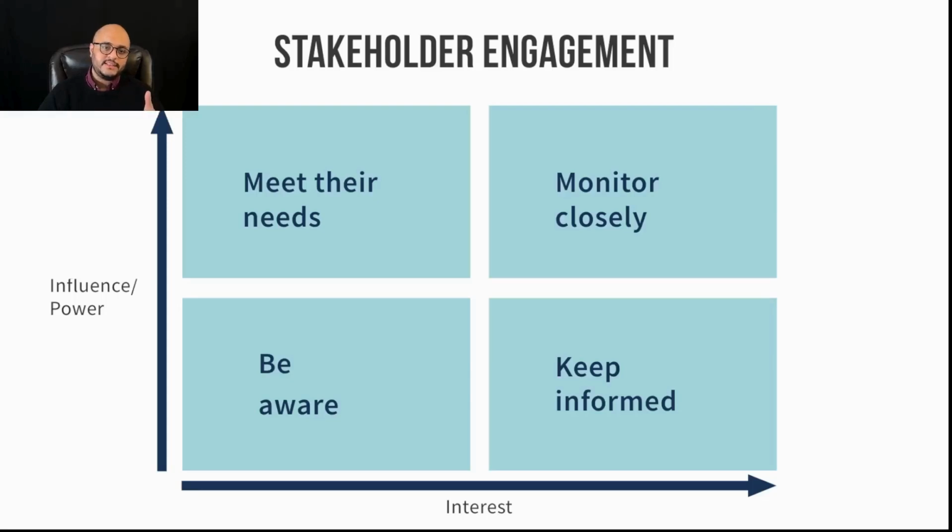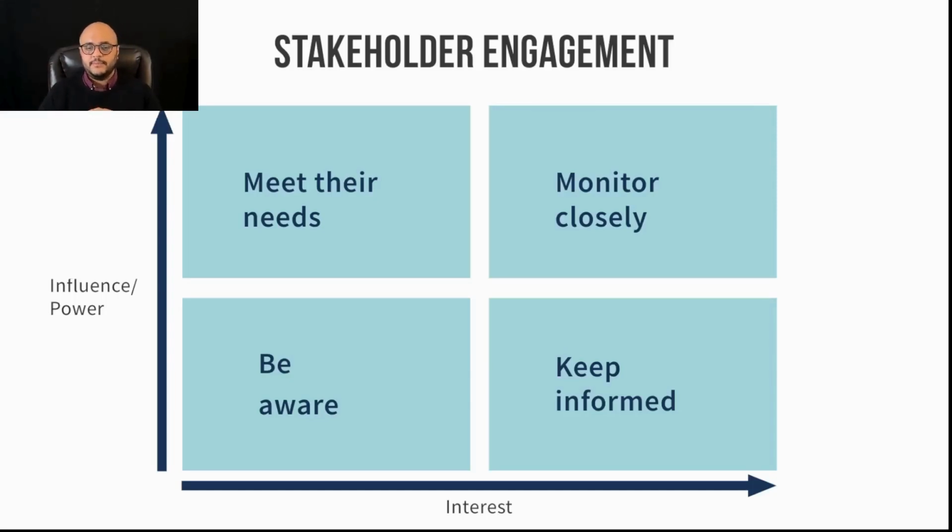On the y-axis, I have influence or power. On the x-axis, I have interest. Detailing this a little more, what I'm specifically referring to is the amount of power or influence that this stakeholder has, and the amount of interest that this stakeholder has on the project.